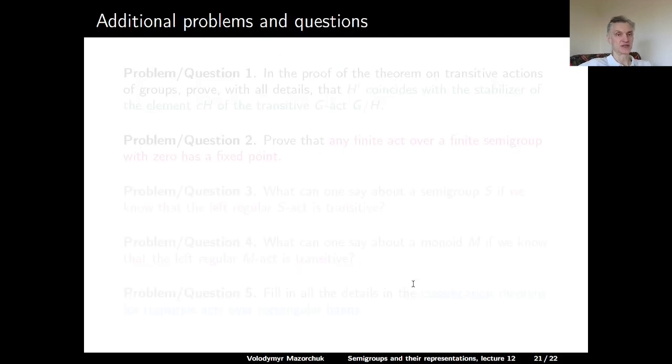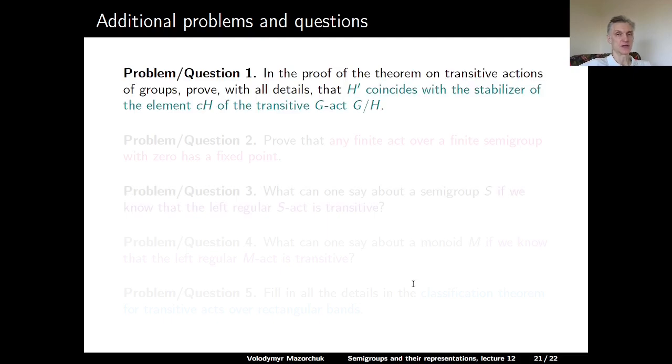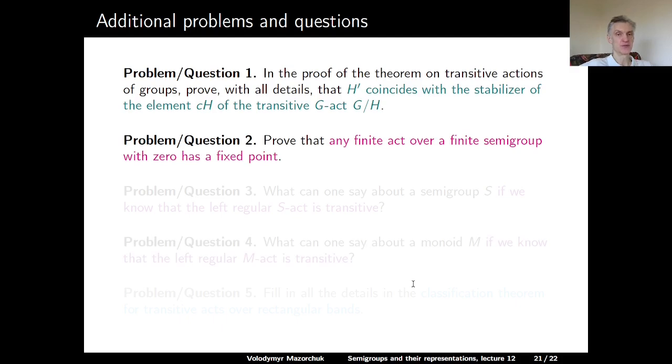Additional problems and questions at the end. Problem question 1. In the proof of the theorem on transitive actions of groups, prove with all details that H' coincides with a stabilizer of the element CH of the transitive G act G modulo H. Problem question 2. Prove that any finite act over a finite semigroup with 0 has a fixed point.